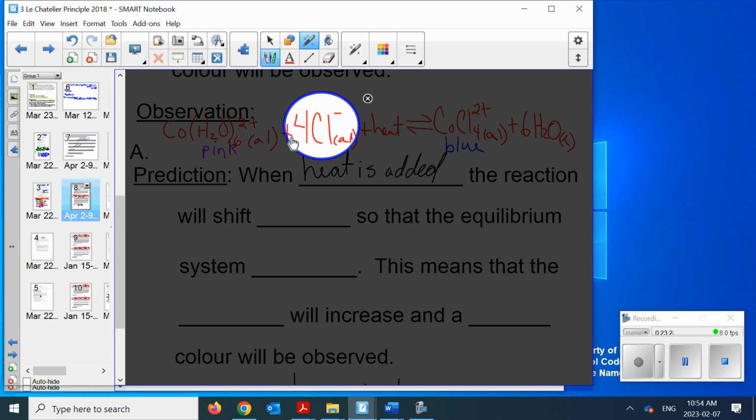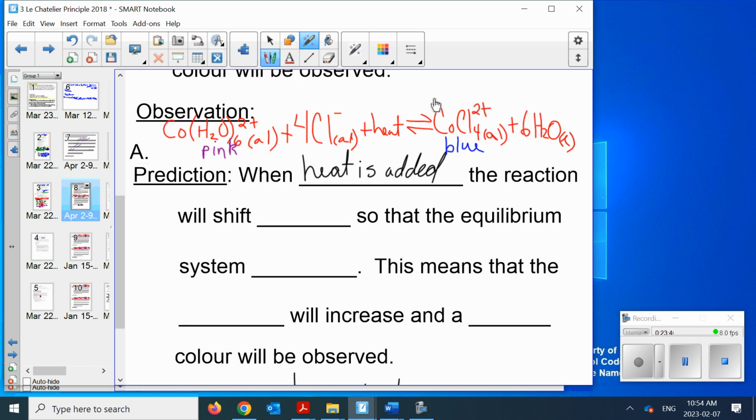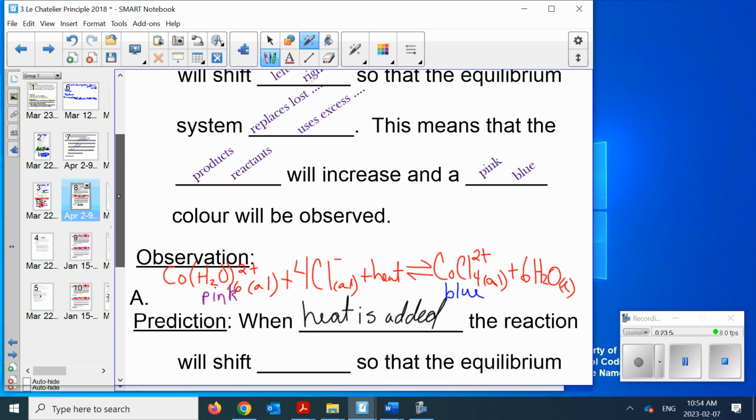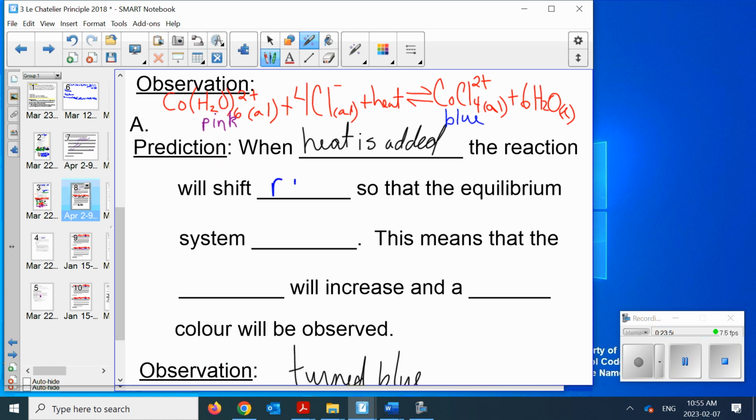If we had more ingredients, reactants, Cl negatives, how do you get rid of extra Cl negatives? Go to the other side, but explicitly to the right. Okay, well, we have extra heat energy. That means you have more fuel to drive the reaction, right? Energy. So the reaction will shift. Which way will the reaction shift? To the right. You guys know from the fill in the blank choices, left or right.